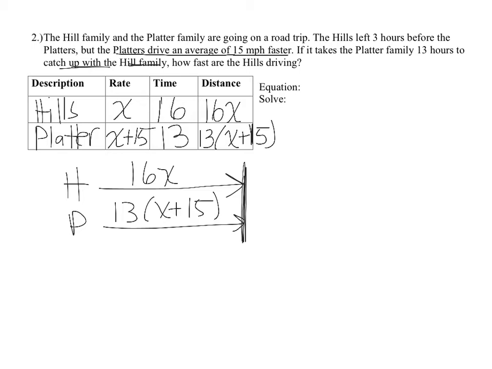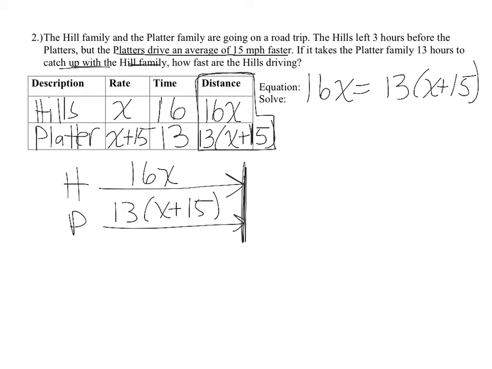So my equation again, I'm going to solve 16x equals 13 times x plus 15. So when you do these problems, the equation, you're always going to do something with the distance column. So this column is going to be how we come up with our equation. So now let's go ahead and solve the equation. You're going to distribute the 13, and that's going to give you 16x equals 13x plus... 13 times 15 is 195.